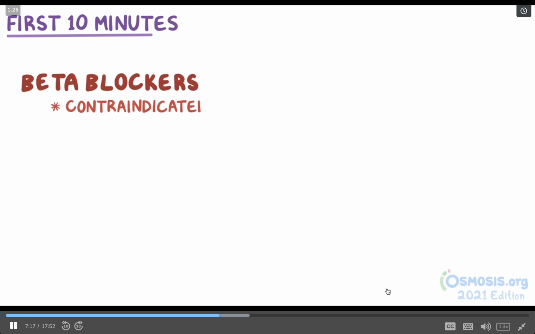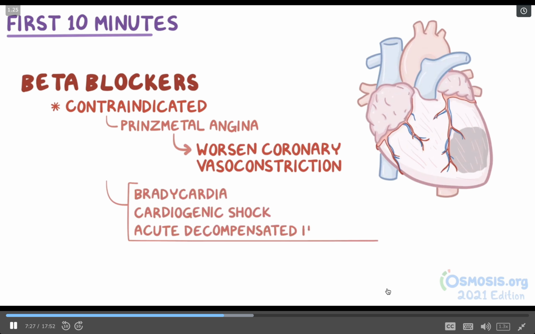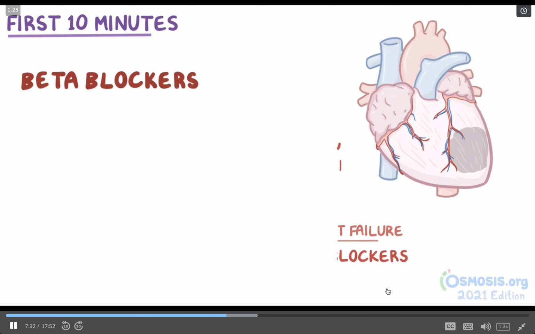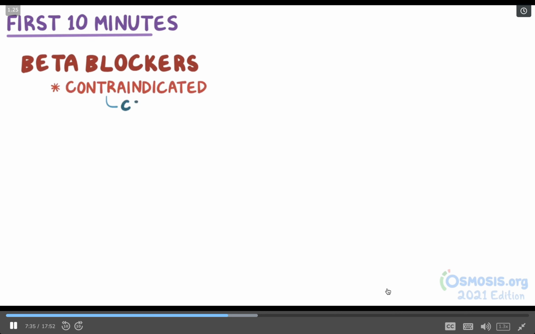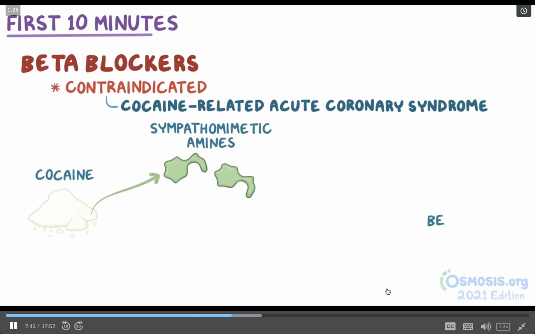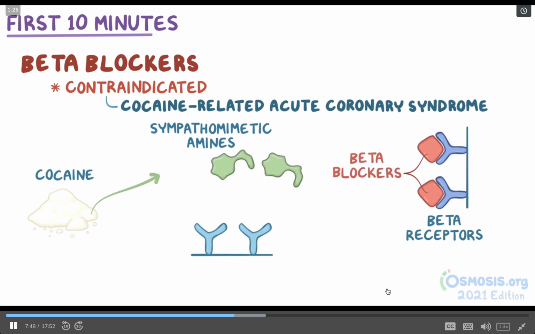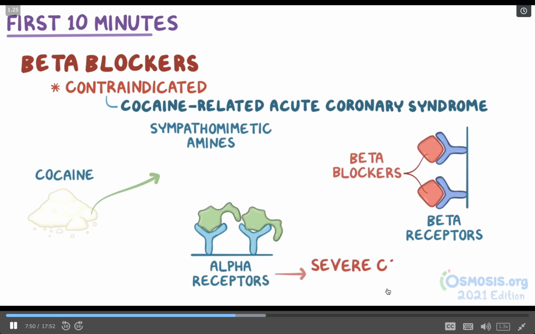Beta blockers are contraindicated in Prinzmetal angina because they can worsen the coronary vasoconstriction. They're also contraindicated in bradycardia, cardiogenic shock, and acute decompensated heart failure, all of which can worsen with beta blockers. Beta blockers are also contraindicated in cocaine-related acute coronary syndrome. That's because cocaine triggers a huge release of sympathomimetic amines. And if the beta receptors are blocked by the beta blockers, then those sympathomimetic amines end up binding to alpha receptors, causing severe coronary vasoconstriction.